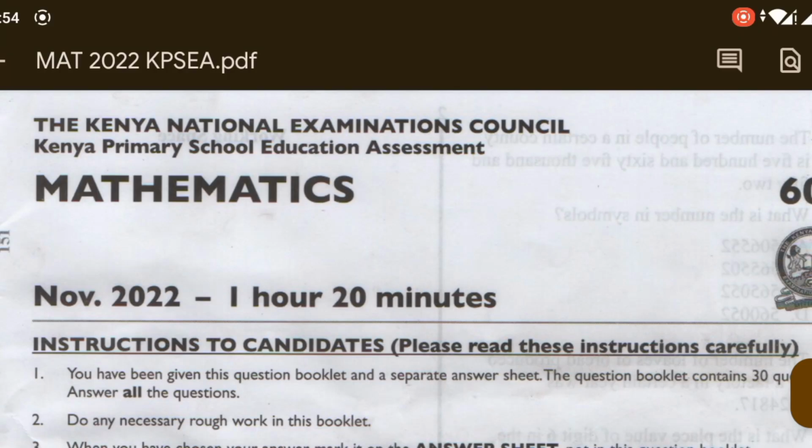Hi everyone, welcome back to Amaze Math, and today we're going to review, or rather revise, a past paper, KPSEA, which stands for Kenya Primary School Education Assessment, a 1 hour 20 minutes long paper.